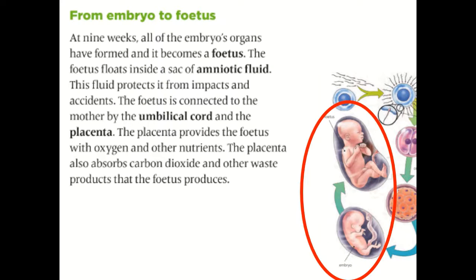From embryo to fetus. At 9 weeks, all of the embryo's organs have formed and it becomes a fetus. The fetus floats inside a sac of amniotic fluid. This fluid protects it from impacts and accidents. The fetus is connected to the mother by the umbilical cord and the placenta. The placenta provides the fetus with oxygen and other nutrients. The placenta also absorbs carbon dioxide and other waste products that the fetus produces.